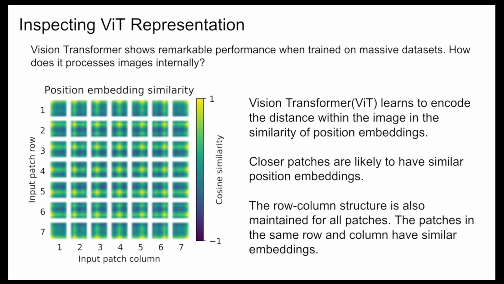We can also look at the position embedding similarity. Vision Transformer learns to encode the distance within the image in the similarity of positional embeddings. As you can see, patches which are close to each other are likely to have similar position embeddings, and the row-column structure is also maintained for all patches. So patches in the same row and column have almost similar embeddings.